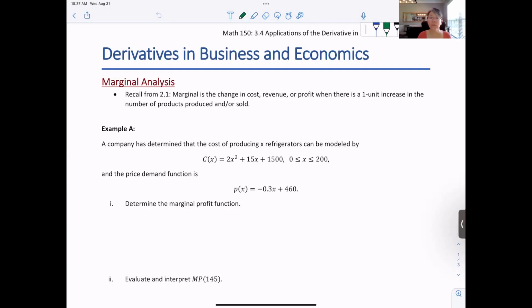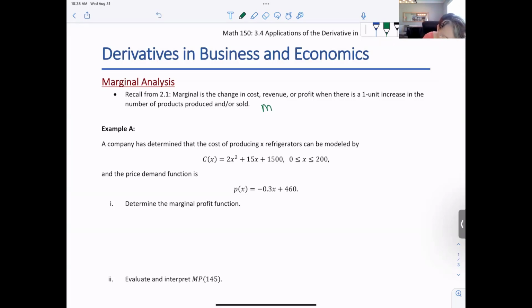Now we're at section 3.4, applications of the derivatives in business and economics. So we talked about marginal analysis back in section 2.1. Remember, it's that change in cost. So we can have marginal cost, marginal revenue, marginal profit, where there is a 1 unit increase in the number of products produced or sold. It is still the derivative, okay?